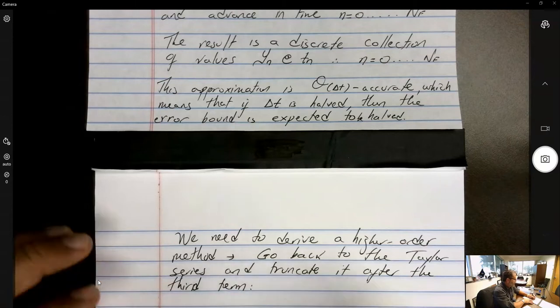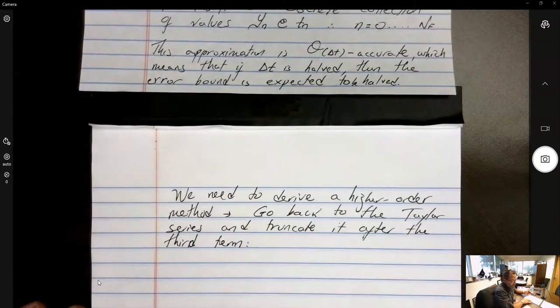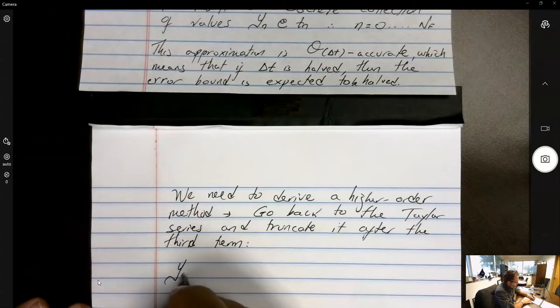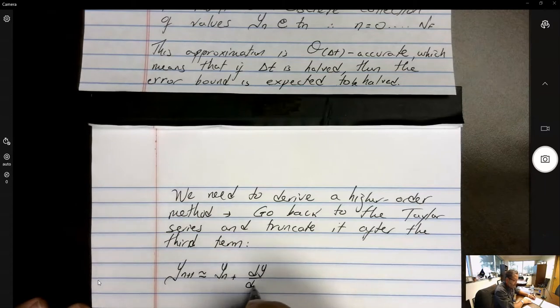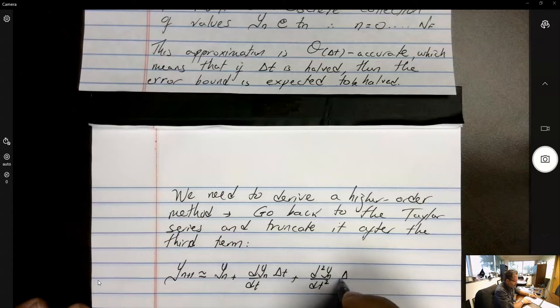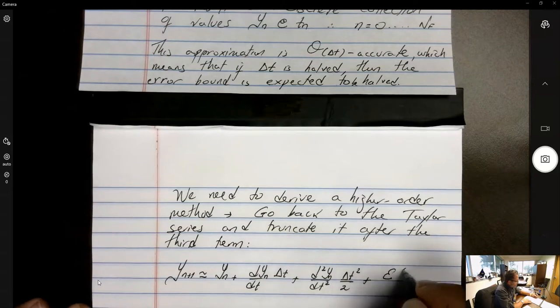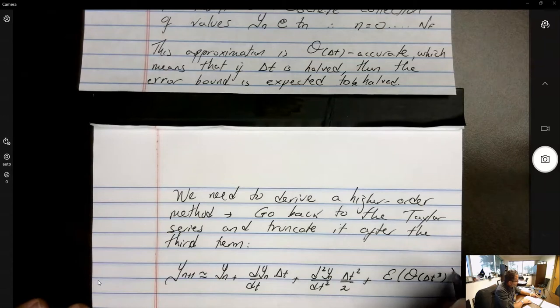Instead of truncating after the second term, let's see what happens if we truncate the Taylor series after the third term. So y_{n+1} is now approximately y_n plus dy/dt at n times delta t plus the second derivative of y, d²y/dt², times delta t squared over 2, plus an error on the order of magnitude of delta t to the power of 3.